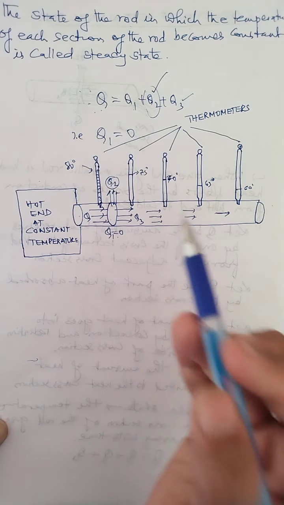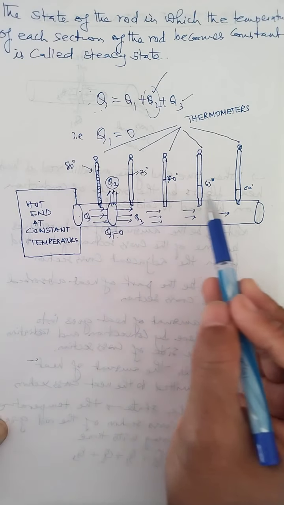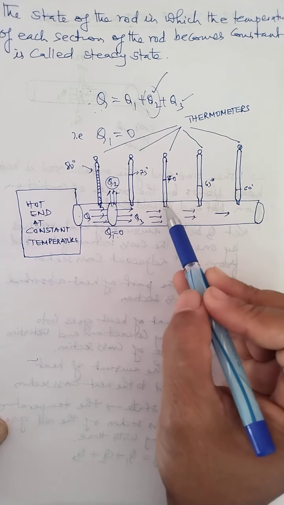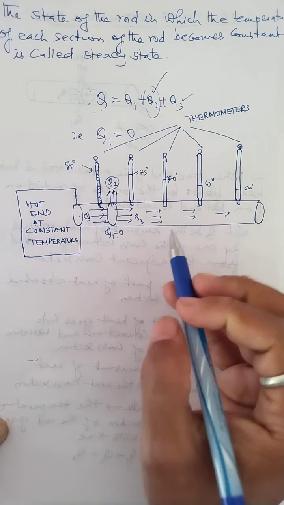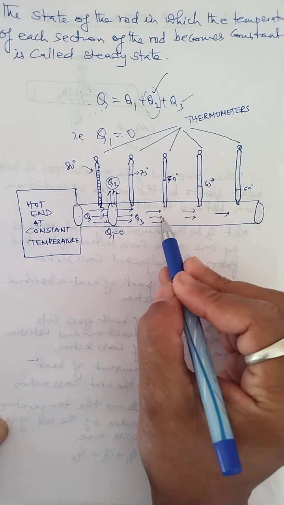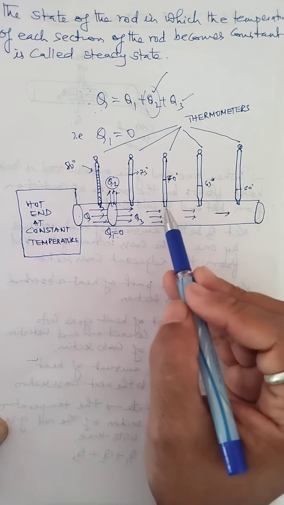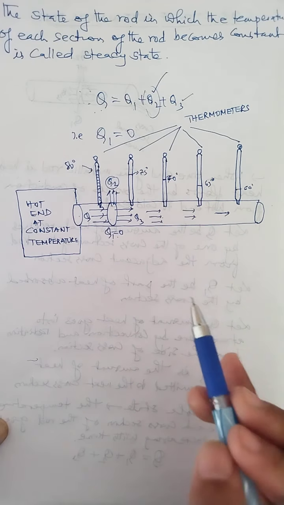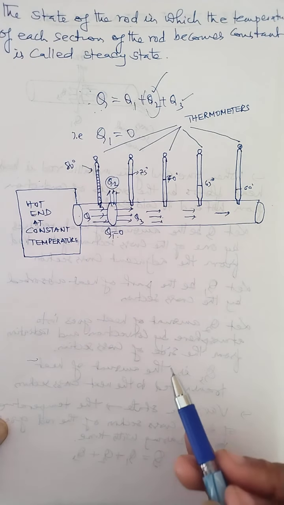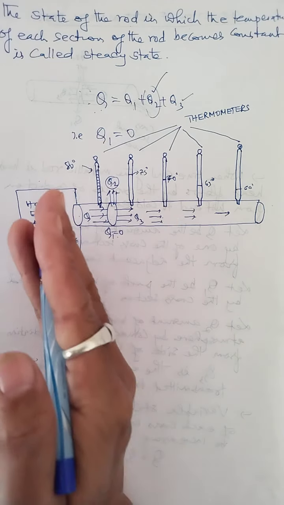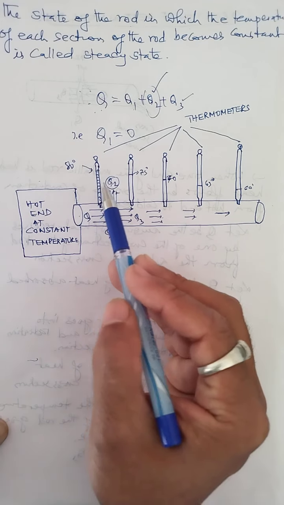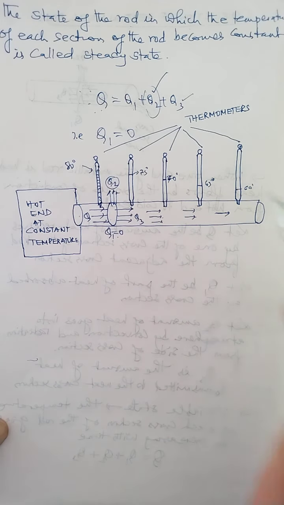But the temperatures measured by these different thermometers inserted at different cross sections of the rod simply say that every cross section of the rod, whatever amount of heat it receives, that heat is simply transferred to the next cross section, except some amount of heat which simply goes out through the side of the rod through convection. And due to this, what happens? The heat transferred from one end to the other end has a fall in temperature, but every cross section of the rod maintains the same temperature over a certain period of time.